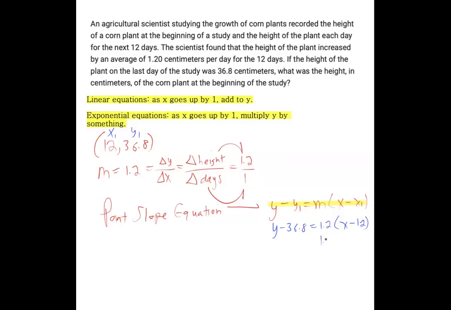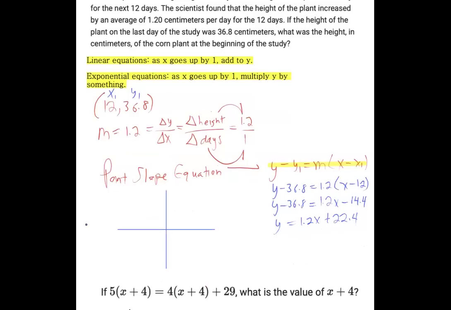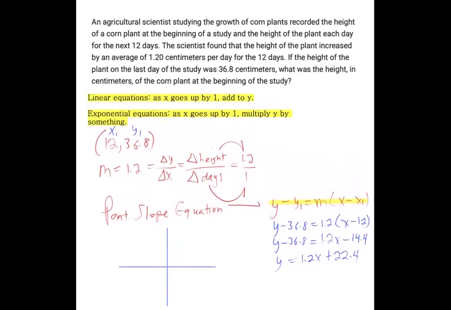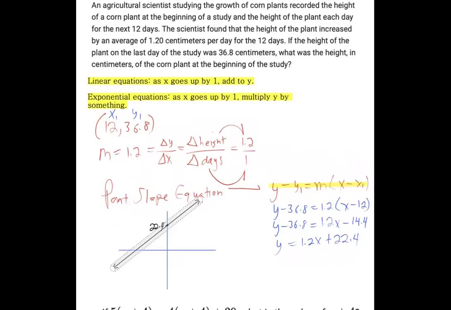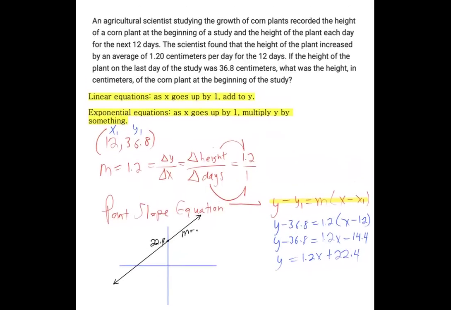Then we can distribute the 1.2. 1.2x minus 14.4. And now when we add the 36.8 over to both sides, we'll get 1.2x plus 22.4. So what do we know right now? We know that we have a line with a y-intercept of 22.4, and it has a positive slope, so it'll be tilted upward, and that slope is a slope of 1.2.